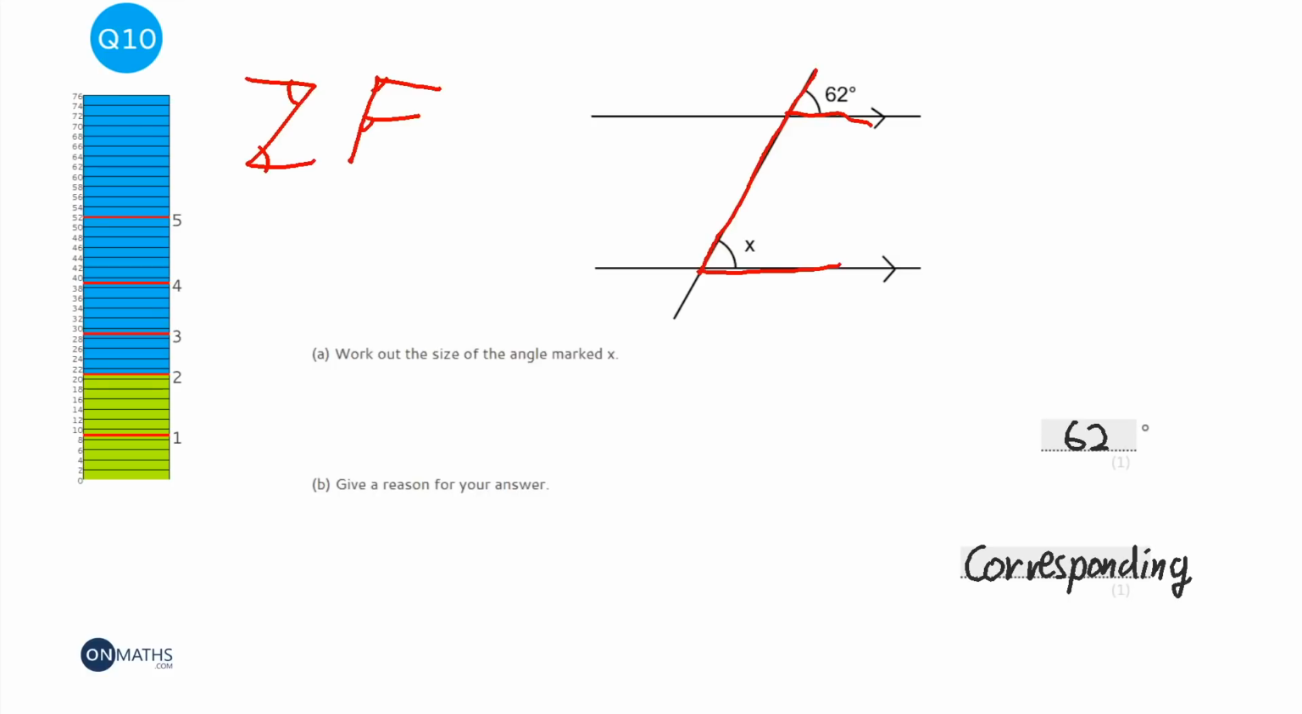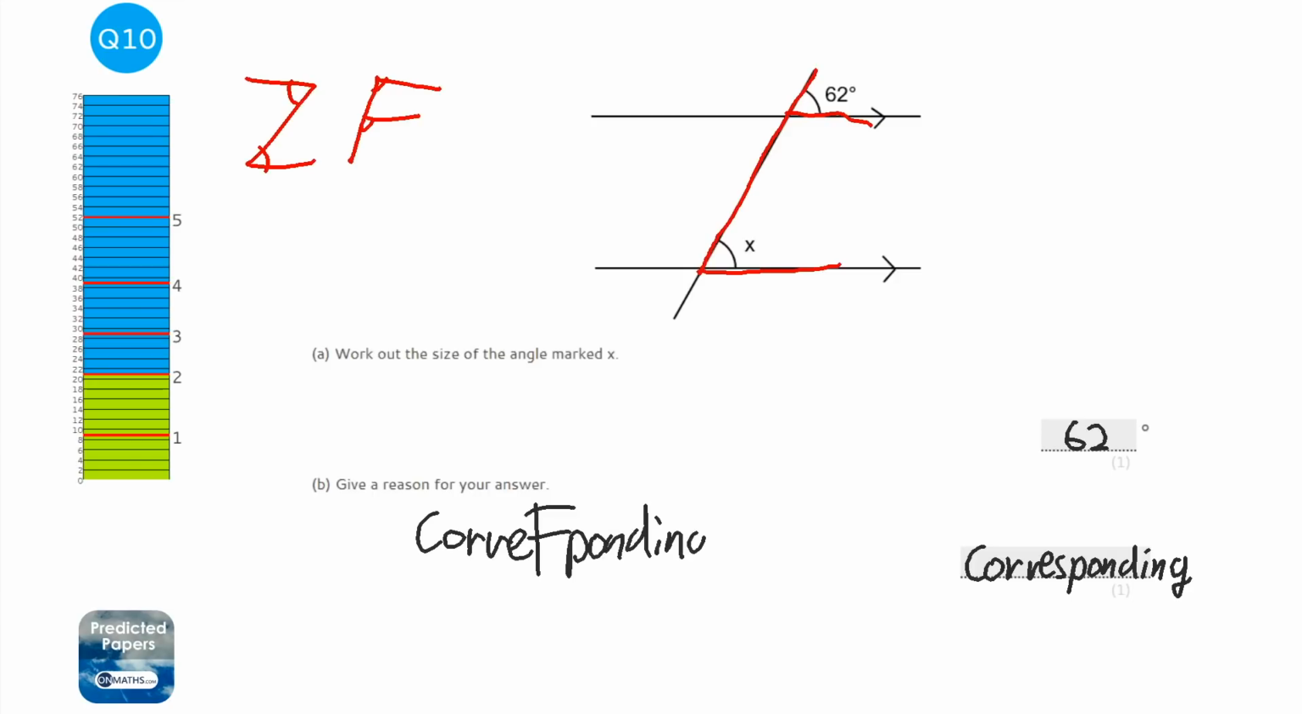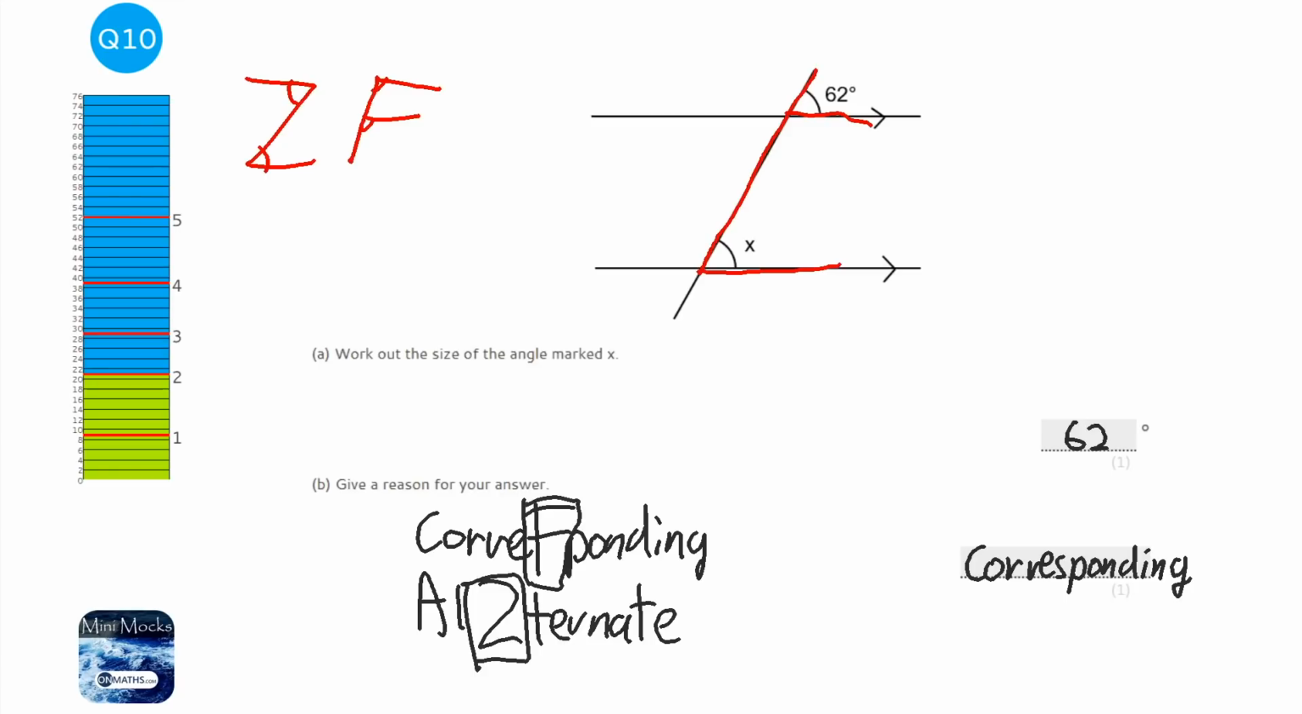Now I always got corresponding and alternate mixed up. So I don't know whether this will help you, but I always think cor-F-ponding and alternate. Please don't spell it that way, but I just literally bung the letter into the word and I've never got them muddled up since. So that might help you.